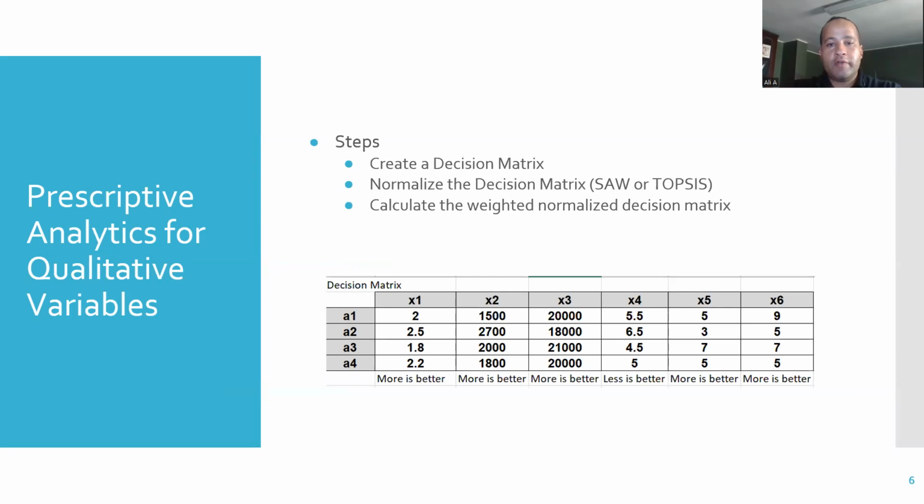The steps to solve the methods is by creating a decision matrix showing the alternatives as rows and their criteria as columns, such as in this table, where A is the alternatives and X's are the criteria. Then we would normalize it to unify and simplify the comparison, and then we calculate a weighted normalized variable to reach a conclusion, as we will see in the case studies in the following lessons.